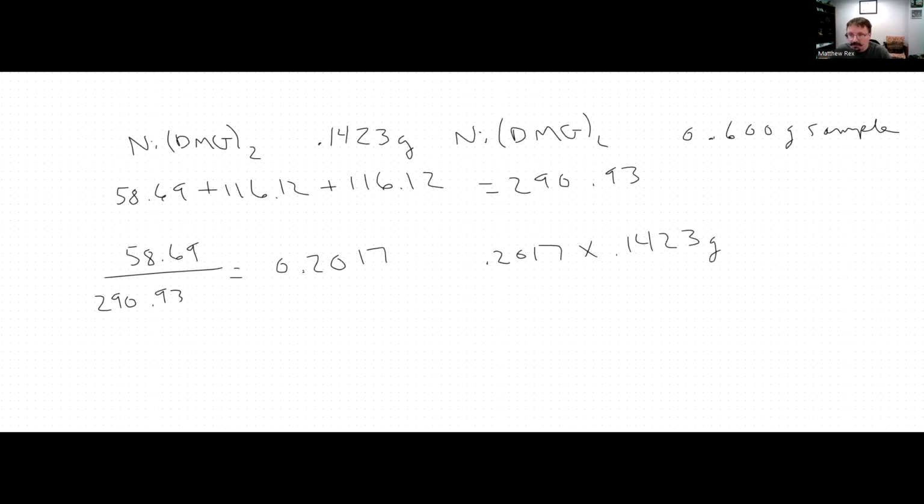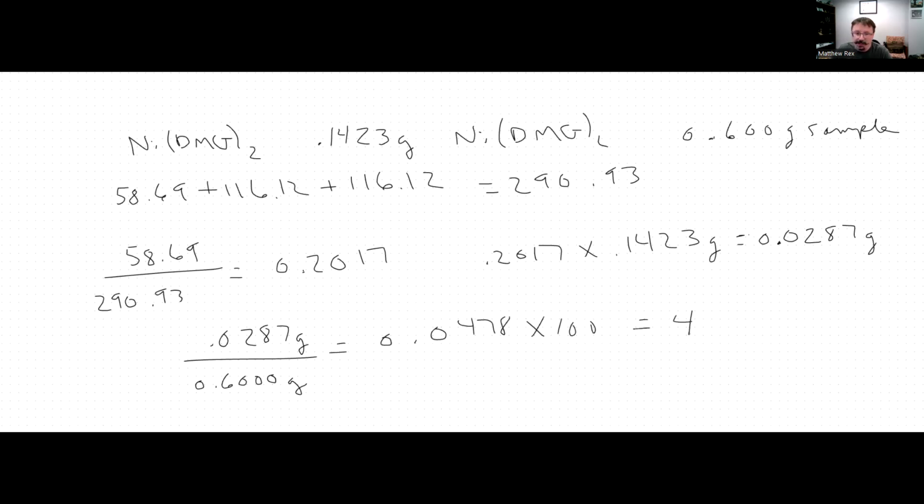So I can take that gravimetric factor, multiply it by the mass of precipitate we produced, gives me 0.0287 grams of nickel. And then we can put just the nickel weight over the weight of the entire sample, the 0.6 grams, gets us 0.0478, multiply by 100, and we get to 4.78%. Answer C.